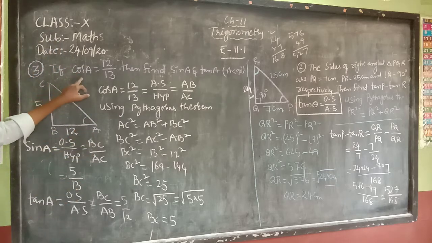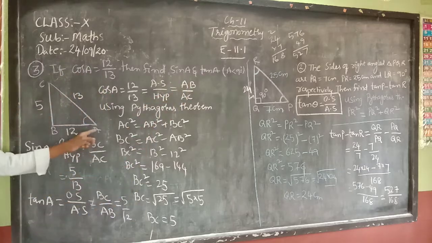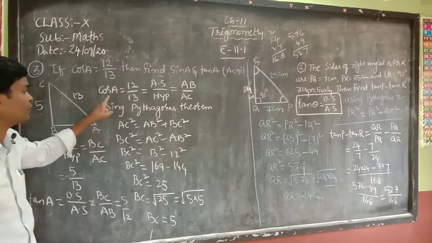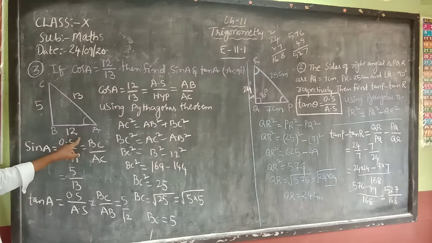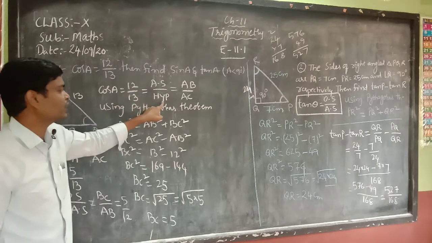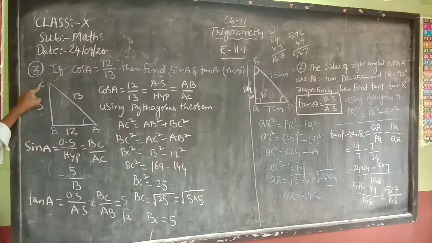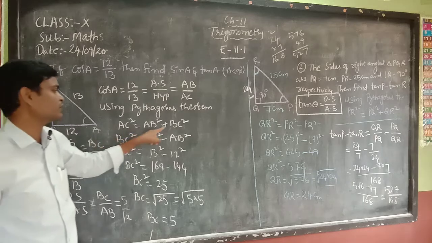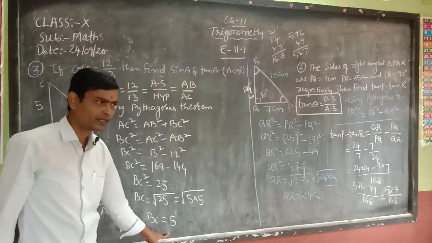Nothing else is there in the given question. He has given cos A is equal to 12 by 13. We have to find sin A and tan A. We are taking a right angle triangle. According to the given question, cos A is equal to 12 by 13. The definition of cos A is what? Adjacent side by hypotenuse. In the given question, what is the adjacent side? AB is the adjacent side. What is the hypotenuse? AC is the hypotenuse. We have mentioned the values. We don't know the opposite side value BC. For finding the opposite side value, we are using Pythagoras theorem. What is the Pythagoras theorem? AC square is equal to AB square plus BC square. From this we have found the BC value as 5.